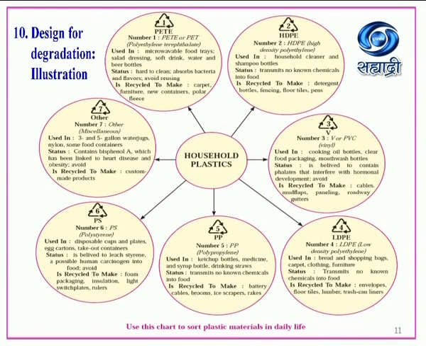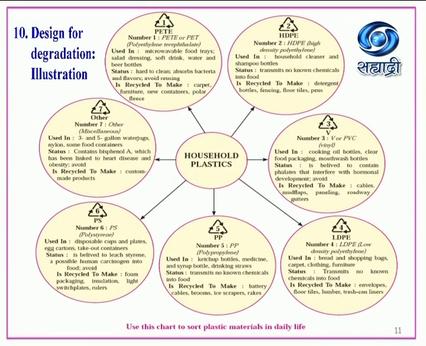Then we will see household plastic number 2. HDPE means high density polyethylene, used in household cleaner and shampoo bottles. Status: transmits no known chemicals into food. Is recycled to make detergent bottles, fencing, floor tiles, paints.